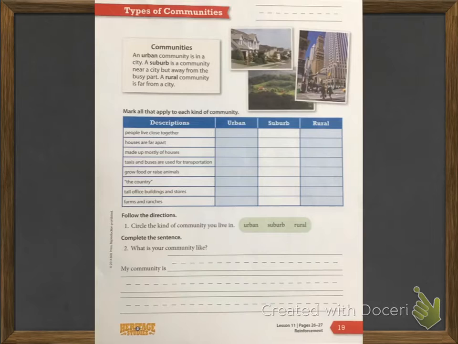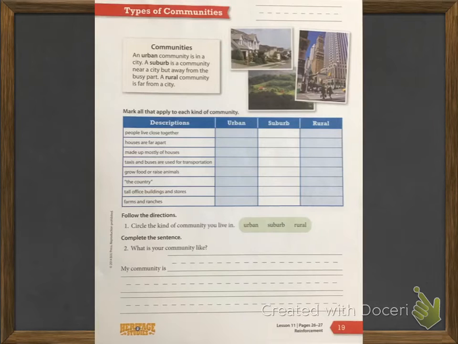A suburb is a community near a city, but away from the busiest part. Suburbs are made mostly of houses, and families play and have cookouts in their yards. Many people in suburbs drive to work. So there on page 26, we see 2 different types of communities. What is the first one, where the little boy is on the bike and the other boy is riding in his skates? What type of community is that? It looks like it's in a big city, so what type of community would that be?